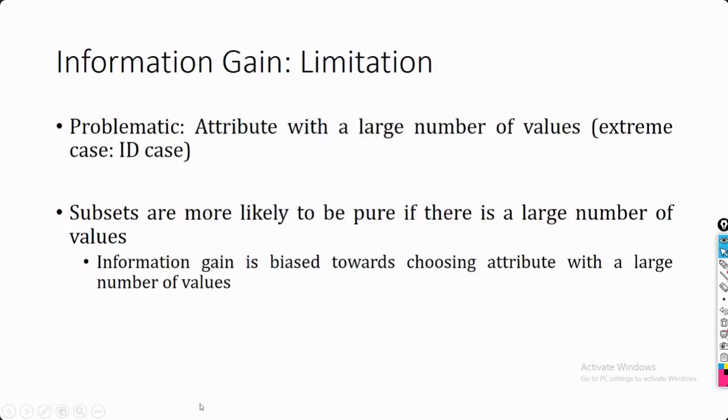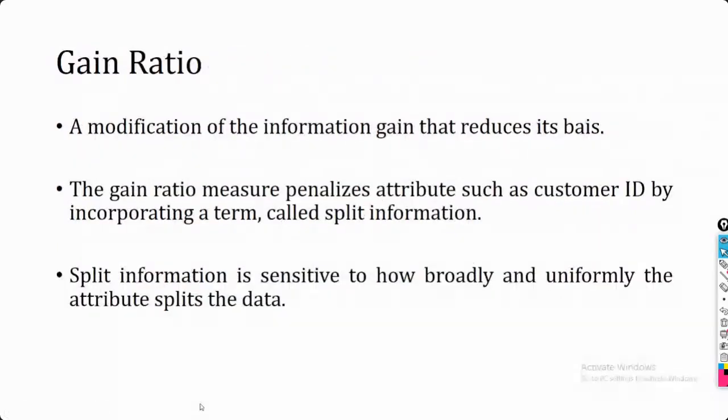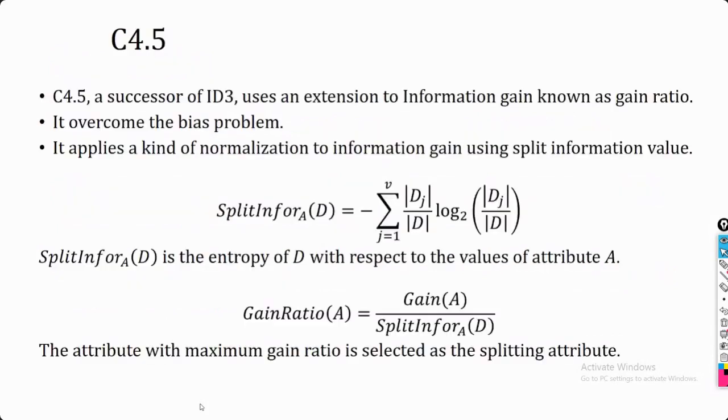Okay. Now next we are going to cover the gain ratio. Basically, gain ratio is the modified form of information gain, and it is used in the C4.5 classifier. ID3 uses information gain, and gain ratio is used by the C4.5 classifier. So let's see how it is working.